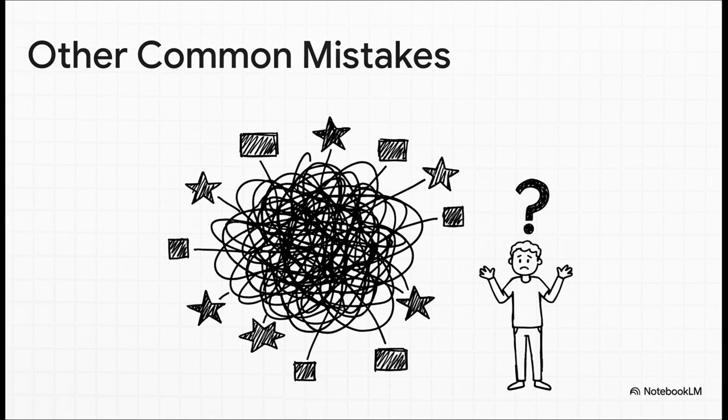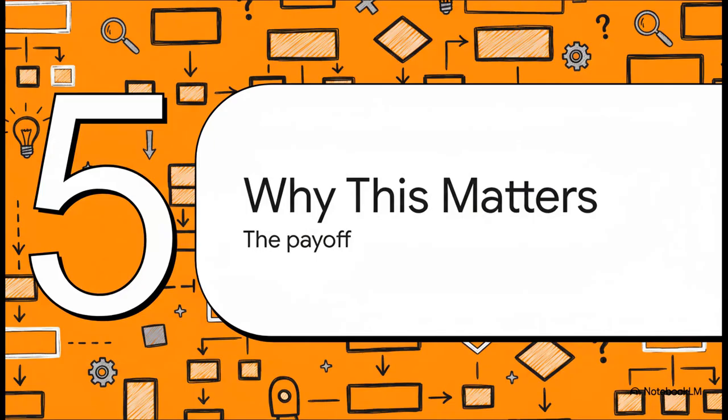Making charts that are way too complex. They're just impossible to follow, so break them down. Forgetting arrows. That just creates total confusion about where to go next. And using non-standard symbols, that's like inventing your own secret language that nobody else can read. Every one of these mistakes just undermines the whole point of making a flowchart. Clarity.